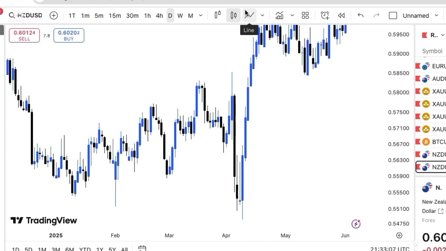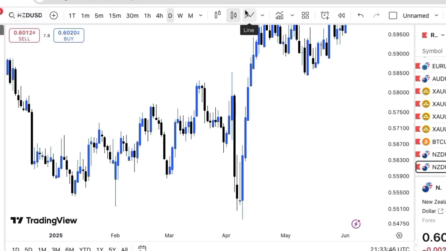While resistance equals price ceilings, just like your ceiling, so sellers dominate over there. Support means where you enter your trade, buyers buy. Resistance means where you sell. When price approaches these zones, look for your candle confirmation to enter the trade.